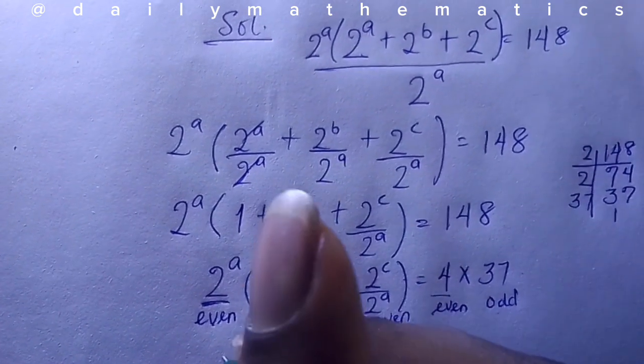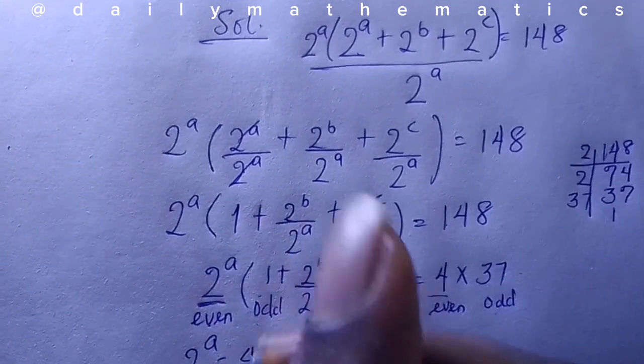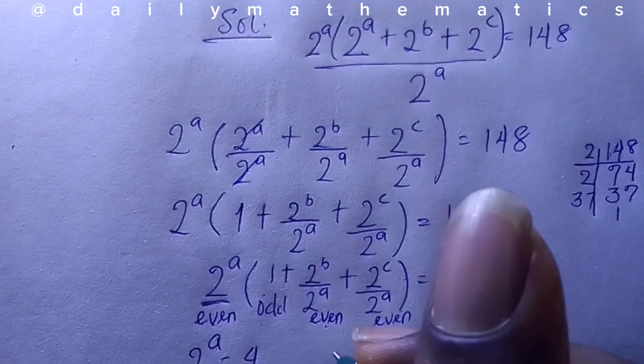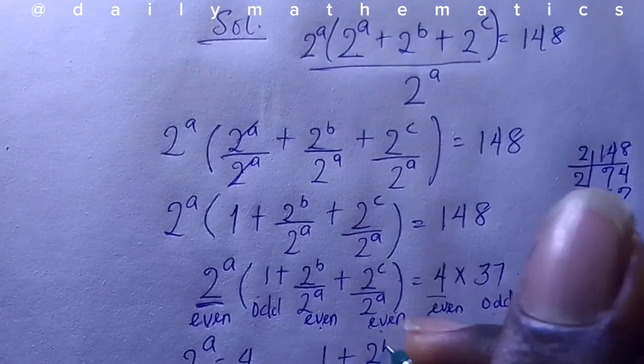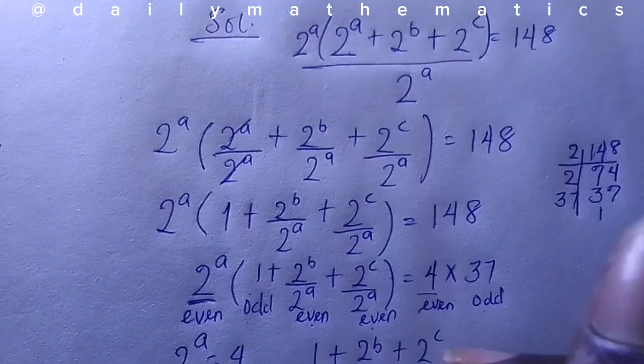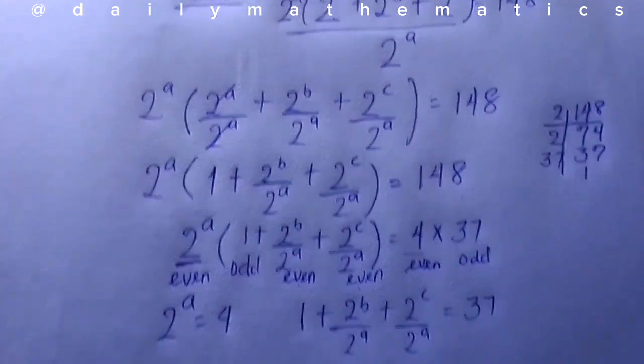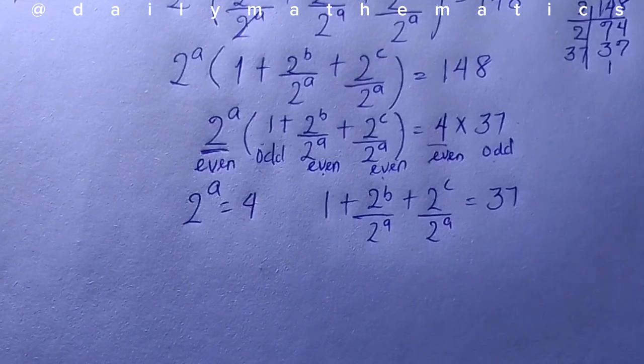So from here we have 2 raised to the power of a equals the even number, which is 4, and 1 plus 2 raised to the power of b over 2 raised to the power of a plus 2 raised to the power of c over 2 raised to the power of a equals 37, right? So from here, what's the next thing we're doing?